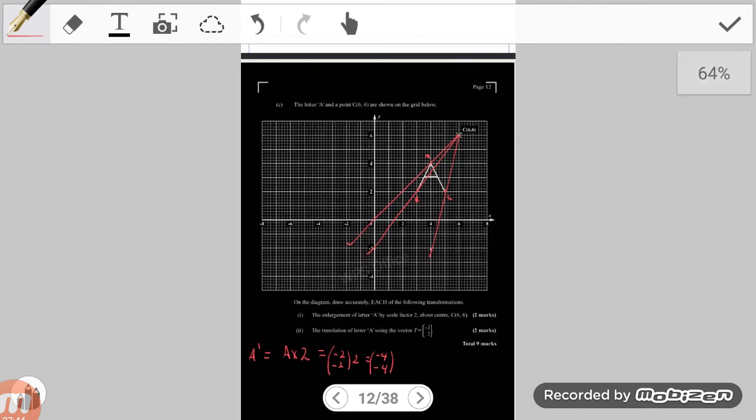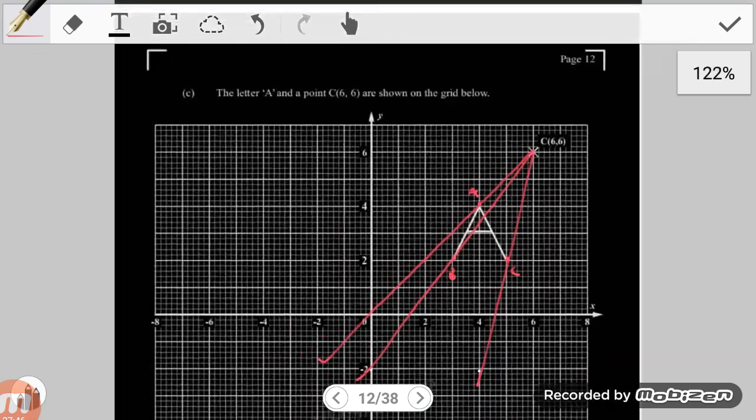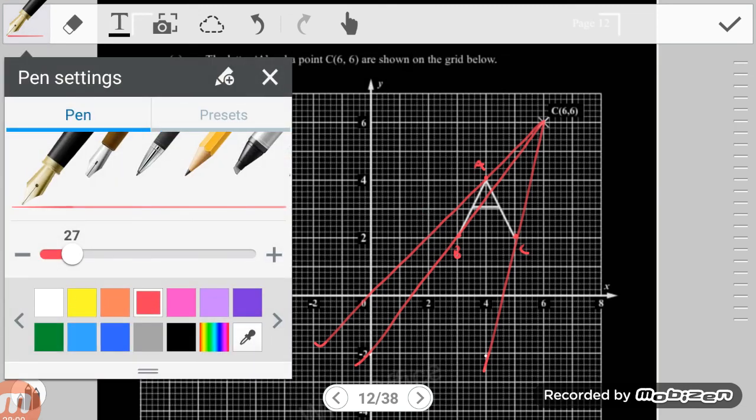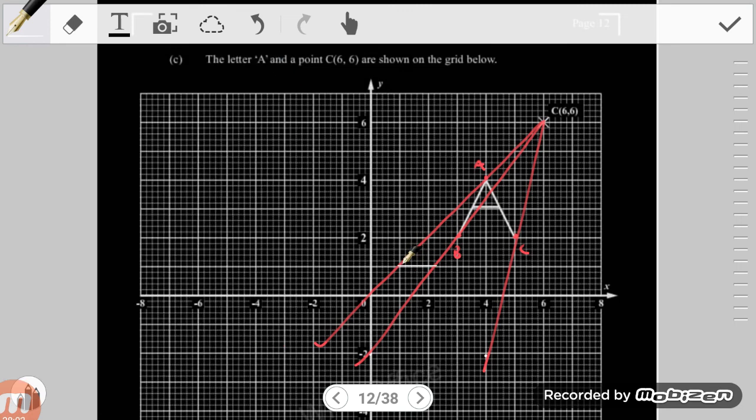So from the center of enlargement, I'm just going to go across -4, -4. So 1, 2, 3, 4. 1, 2, 3, 4. And if you realize here, guys, let me just use a different ink here. You'll see that it lands exactly onto the line that extends from the center of enlargement through A. So I know I'm on the right track.